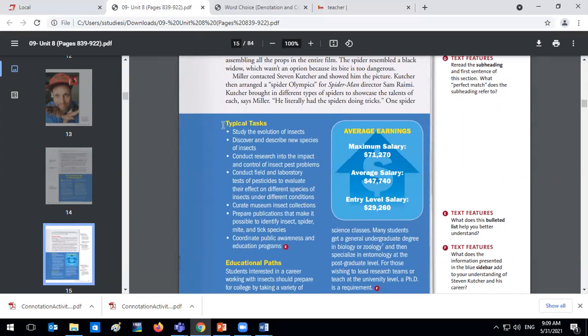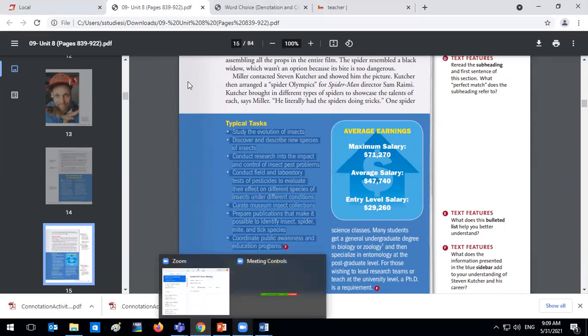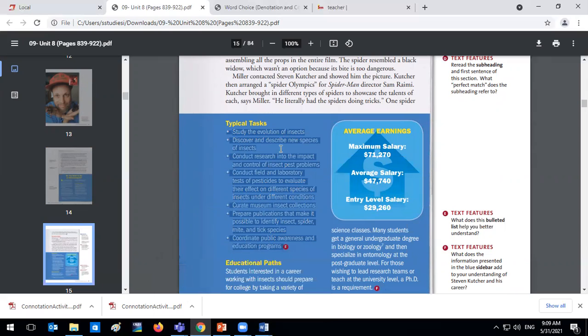And again, Adam, what do we see here? The information is presented in... do you remember? Bulleted lists. Exactly. It's a bulleted list. Bravo. And it's a very easy way to read the typical tasks of an entomologist. What is he supposed to do? What does his day look like? He studies the evolution of insects. He discovers, he conducts, he prepares and coordinates. So be careful that your typical tasks all start with verbs.